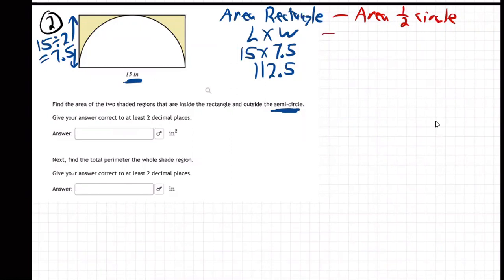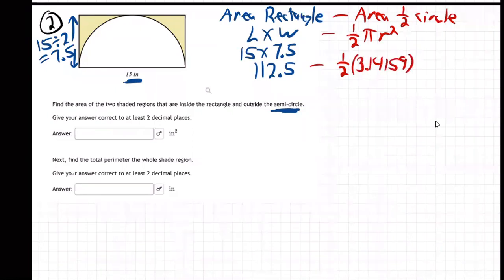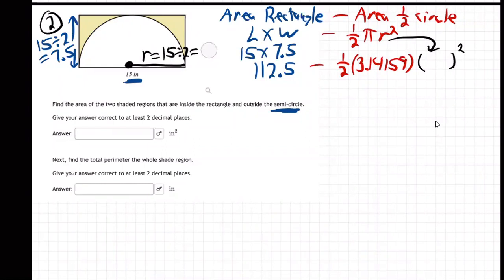Okay, now let's subtract the area of a circle. It's going to be half a circle, so it's going to be half of pi r squared. Remember, the area of a circle formula is pi r squared. So it's going to be half pi, use the more accurate version of pi, 3.14159, or even better, use the pi button on your calculator, times the radius squared. Now, what's the radius? Well, radius is from the middle to the edge of a circle. So the radius must be 15 divided by 2. It's that 7.5 again.